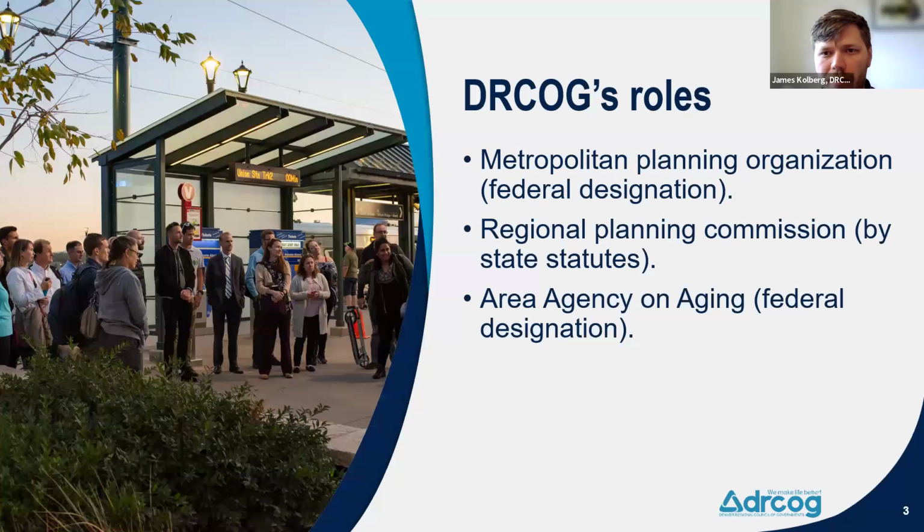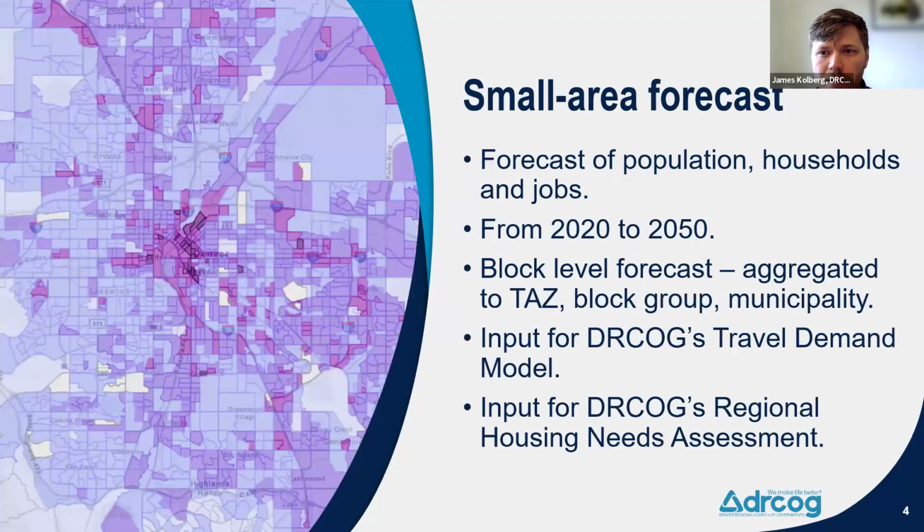And so just real quick, if you're not familiar with DRCOG, these are some of the roles that we have here in the region, and this forecast specifically falls under the MPO, the Metropolitan Planning Organization, and is going to be an input for our travel model and the RTP, the Regional Transportation Plan, which is a big product that the MPO produces.